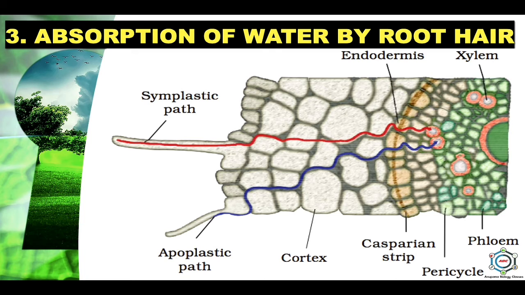Water continues to enter the root hair cells as long as the water potential of the root cell sap is more negative than that of the soil solution, until the elasticity of the stretched cell wall is sufficient to balance the osmotic potential.